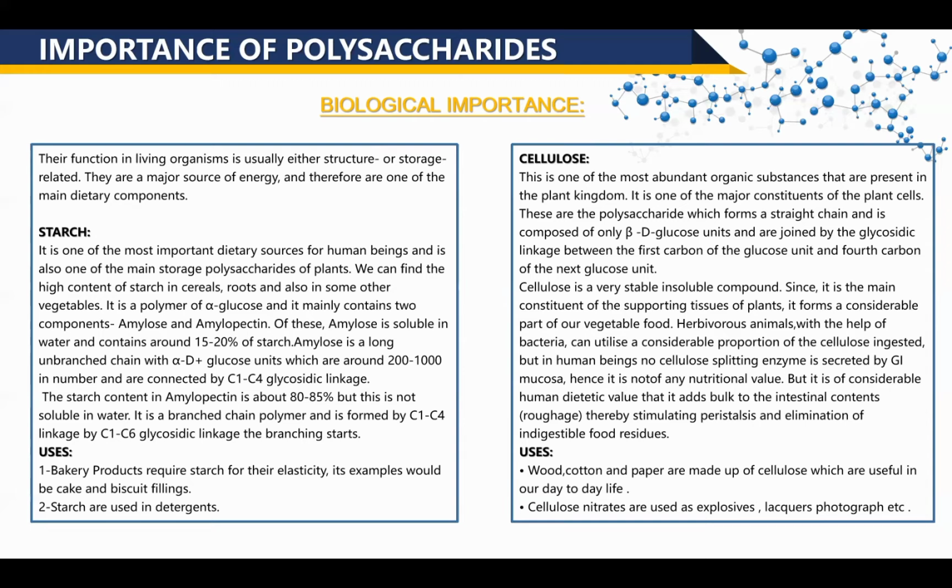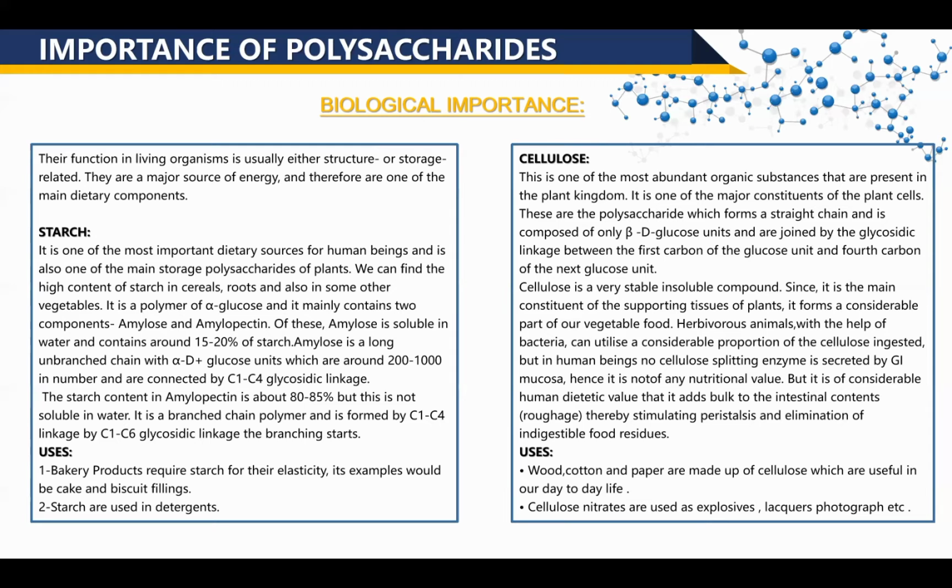Now moving on to cellulose. This is one of the most abundant organic substances present in the plant kingdom. It is one of the major constituents of the plant cell. It is a polysaccharide which forms a straight chain and is composed of only beta D glucose units, joined by a glycosidic linkage between the first carbon of the glucose unit and the fourth carbon of the next glucose unit. Cellulose is a very stable and insoluble compound.